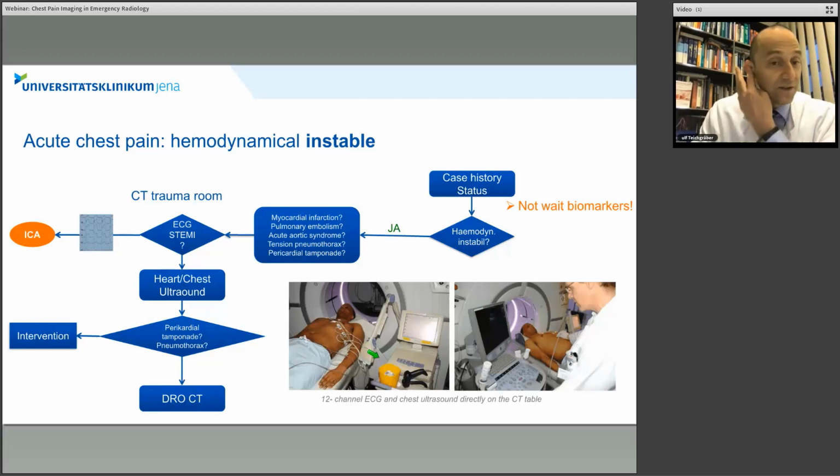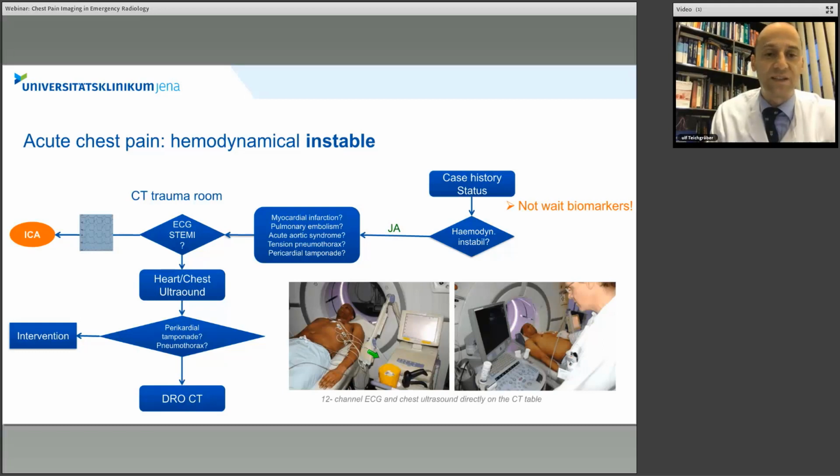And if this is actually ruled out, so you ruled out pericard tamponade and pneumothorax, then in this situation you are able to do a triple, or we call it more or less a dual rule out scan. It's actually a gated scan, but as we don't do this with a prepared patient with beta blocker, we are definitely not always able in these unstable patients to reconstruct the coronary arteries, but for the acute aortic disease or pulmonary embolism, we are able to do a confirmed diagnosis.